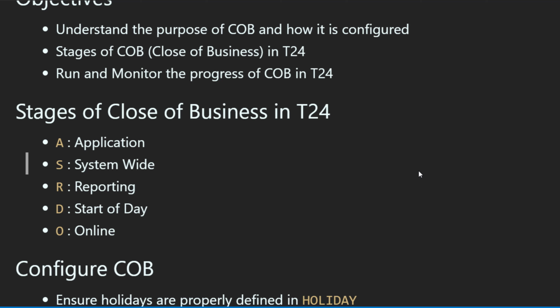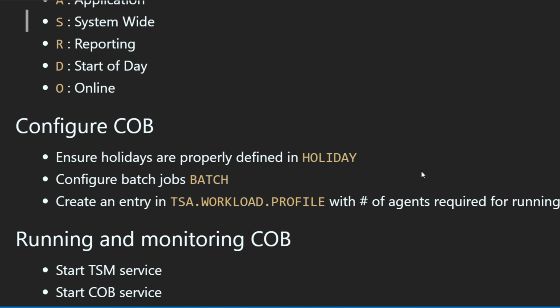After this stage is completed, the system moves to the final stage, which is online. Now, the online stage involves non-critical reporting and any other activity which can be performed after the system has gone online. Things like clearing temporary working files are done during this stage. Now that you have a good understanding of the stages of COB in T24, let's see how COB is configured.